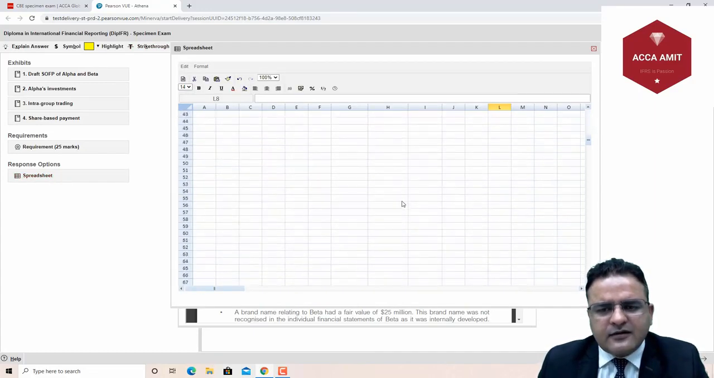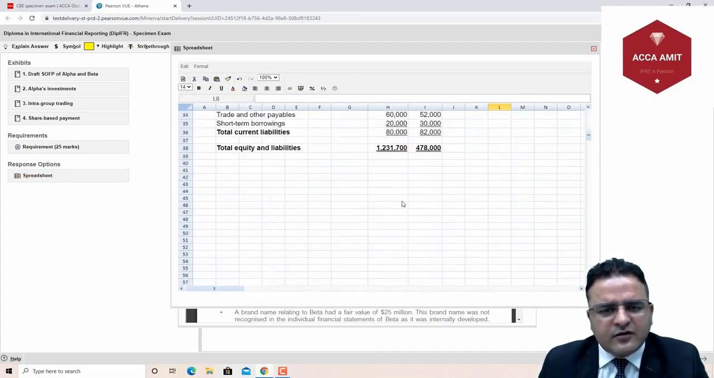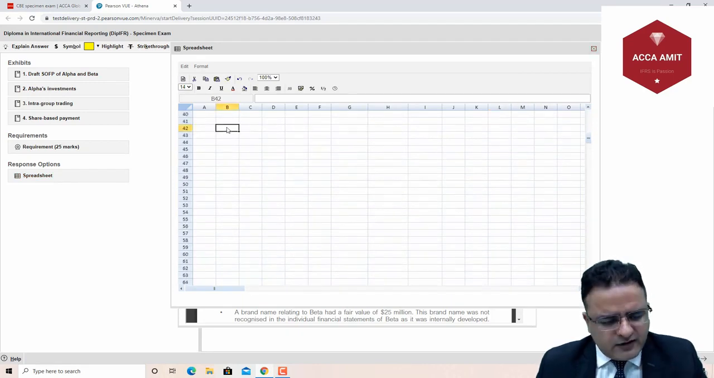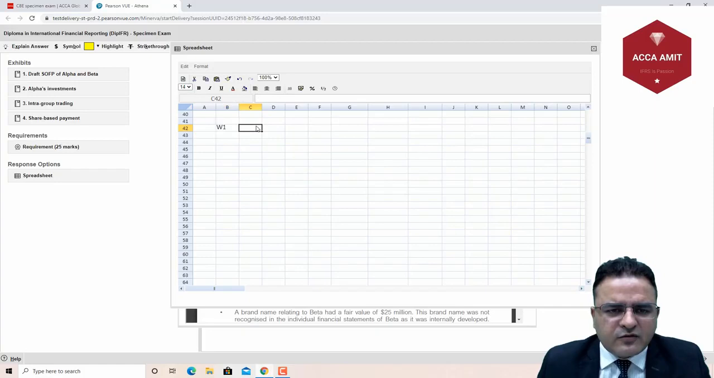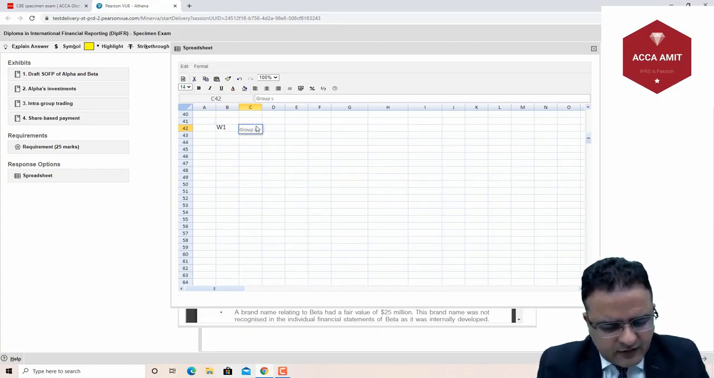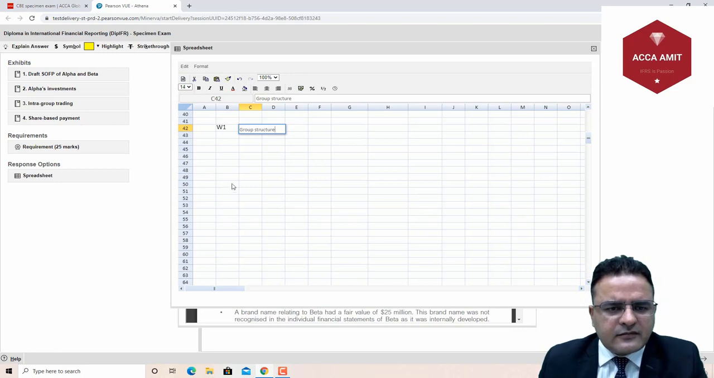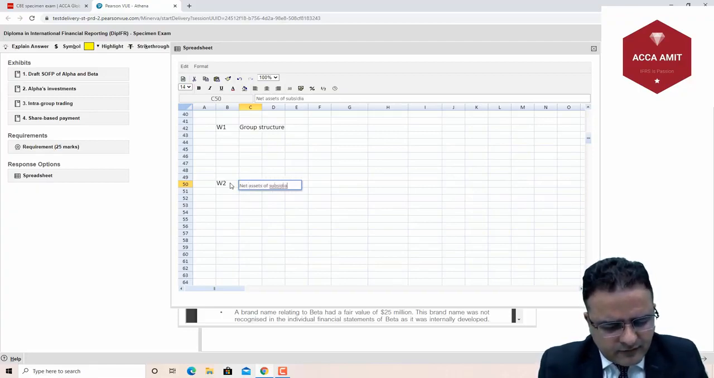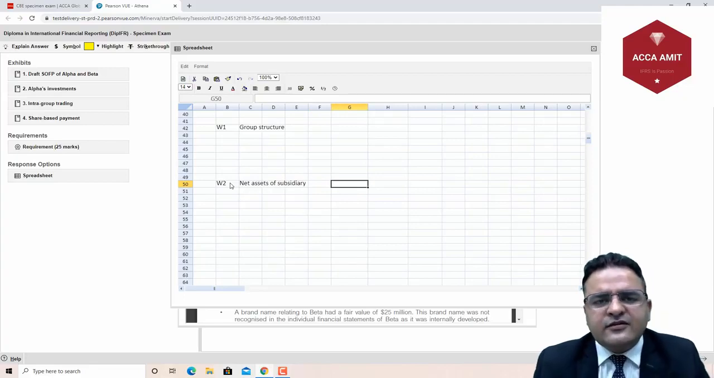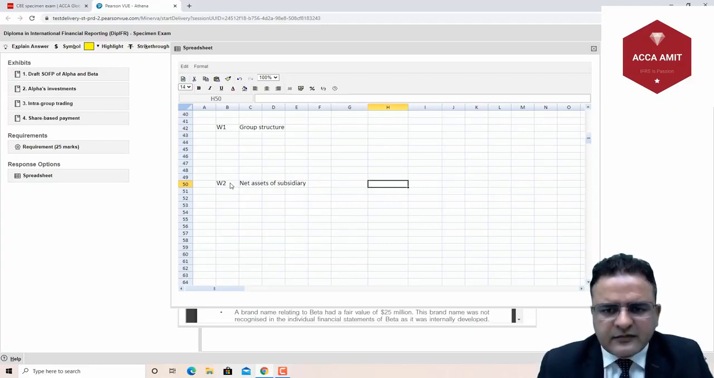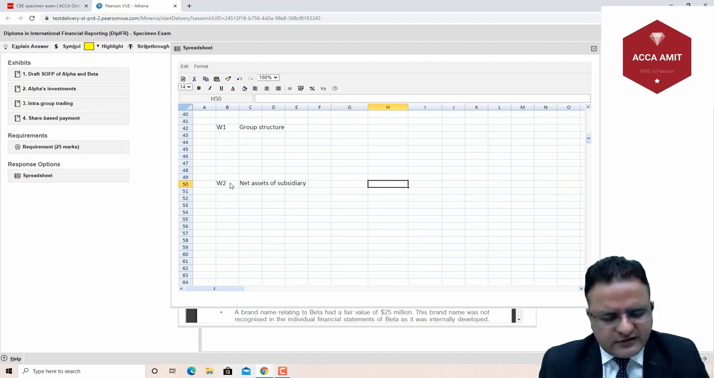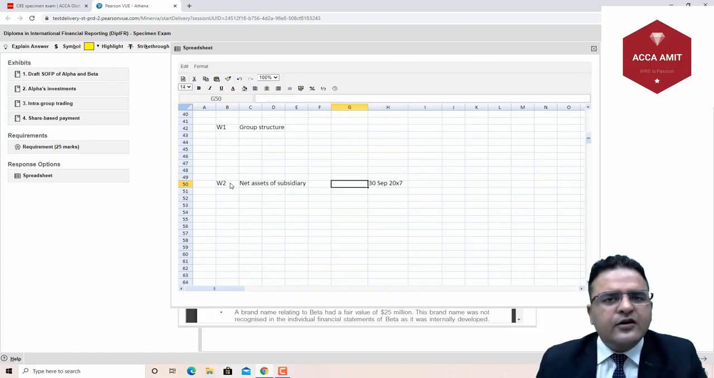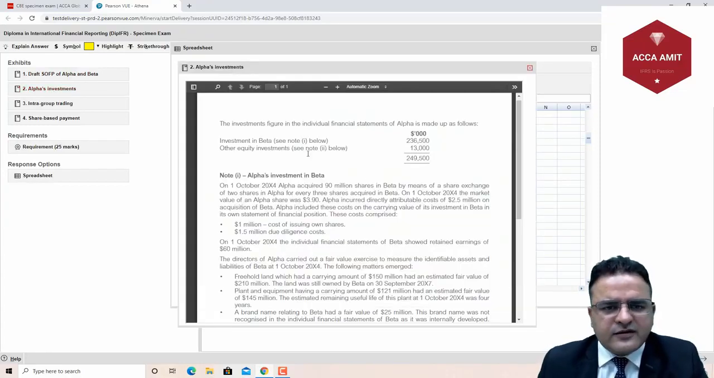Now in the spreadsheet, as I've always mentioned, we simply need to divide the question into 5 workings. If you know these 5 workings, you can easily perform any question anywhere in the world. So the 5 workings are proof structure, then leave some space and give some space to net assets of subsidiary. We need to present these net assets of subsidiary on the date of acquisition and the date of balance sheet. The date of balance sheet is provided to us, which is 30th September 20x7. What we need is the date of acquisition, which we get from Alpha's investments.